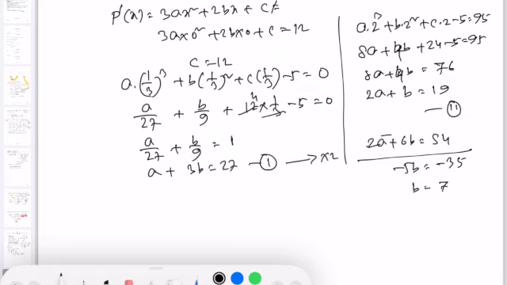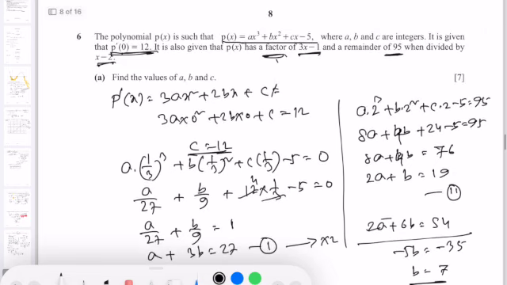Let me use these values to find a from equation 1. a plus 3 times b equals 3 times 7 equals 21. So a equals, if it goes to the right side, minus 21, 27 minus 21, that is 6. So this is a's value, this is b's value, and that is c's value. So we have got the values of a, b and c.